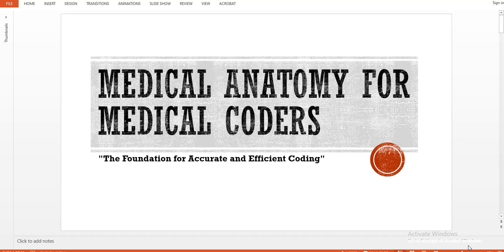In the same way, for medical coders also, anatomy is very important. If you have good anatomical skills, you can master ICD-10 PCS as well as CPT coding. And this anatomy is also very important for ICD-10 CM coding. For example, if you want to code a fracture using ICD-10 CM, you need to know the anatomy of the body organ where you want to code the fracture. So without any delay, we will start our session today.